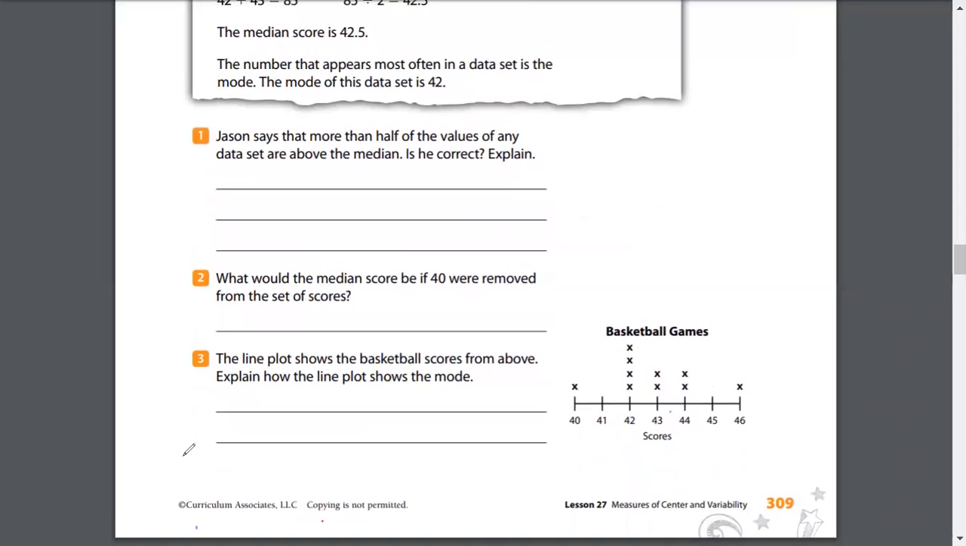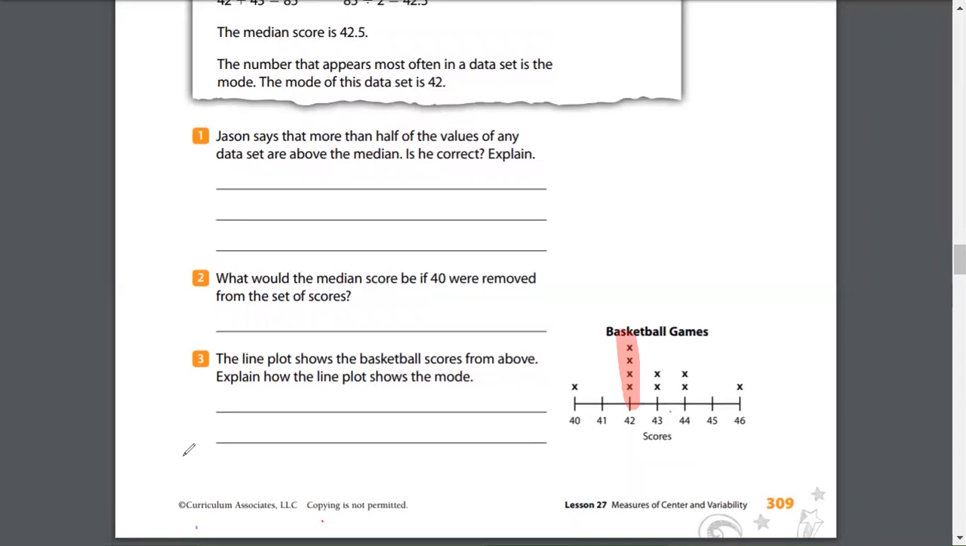So number 3 states, the line plot shows the basketball scores from above. Explain how the line plot shows the mode. So we see the line plot over there. The mode is the number that's repeated the most. So we can just look at the line plot and say, hey, that's the tallest. The one at 42 is the highest, at its peak. That would be the number with the greatest number of X's. The tallest one, with the most X's, is definitely our mode.